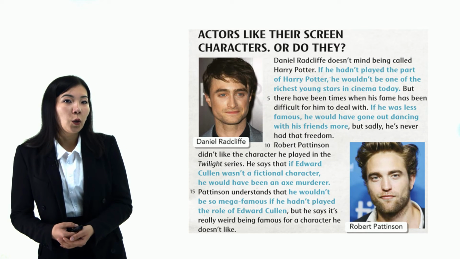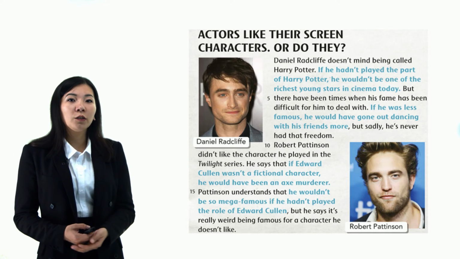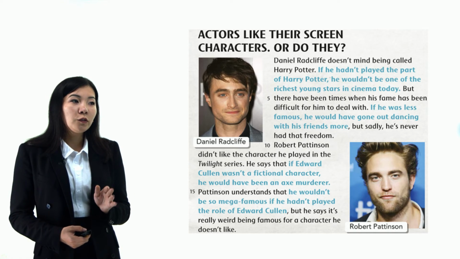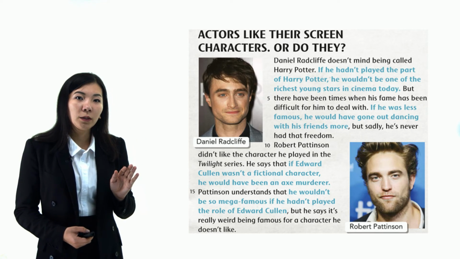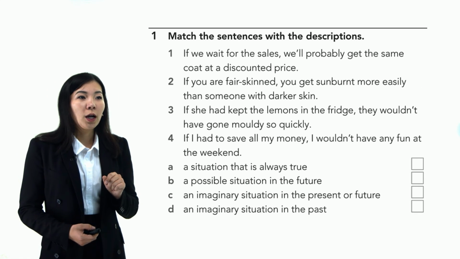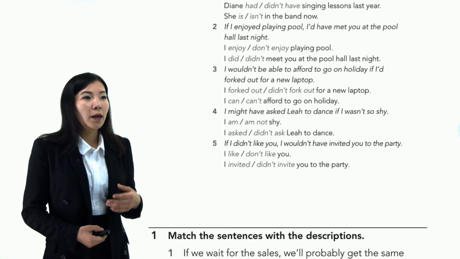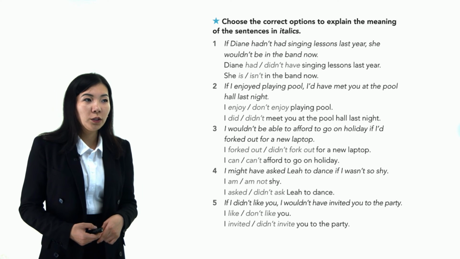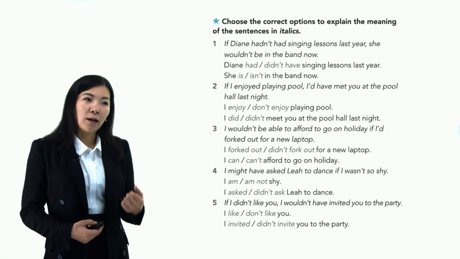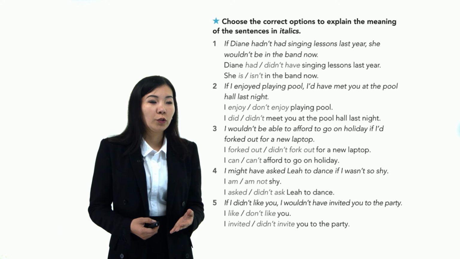So now here is the homework for you guys. Read the story and do the following exercise. I'm gonna show you the exercise. So again, I want you to pause the video, read this carefully, and you have to do these exercises. Here you need to match the sentences with the descriptions, and here you need to choose the correct option to explain the meaning of the sentence in italics. Alright? So yeah, whenever you're done, I want you to check it with your teachers.